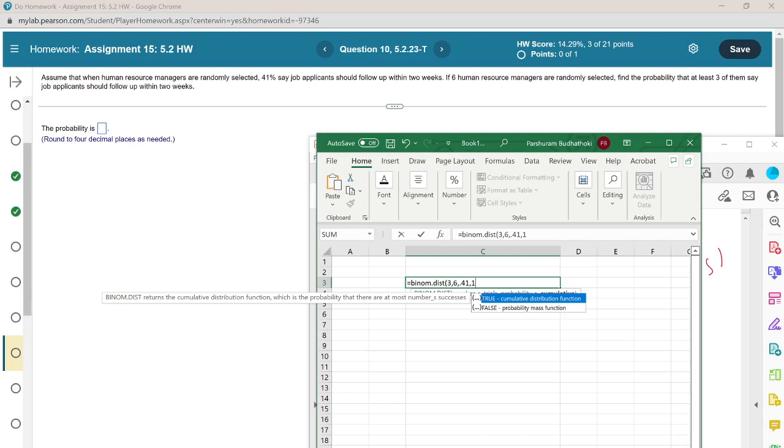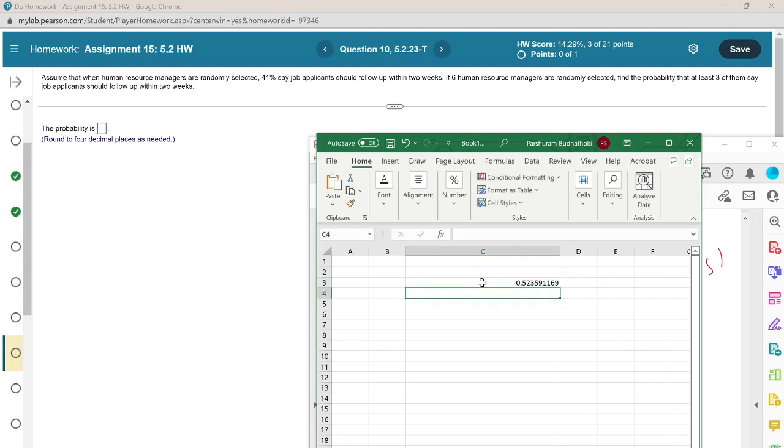But in this case, we don't want from 0 to 3. We want anything greater than 3. So we want 3, 4, 5, 6. So how we can do that is we can find the complement. So we can find out what is the probability of finding at most 2 of them said they follow up within 2 weeks. So this cumulative formula gives us 52%. Out of 6, 2 of them would say they would follow within 2 weeks is 0.52.